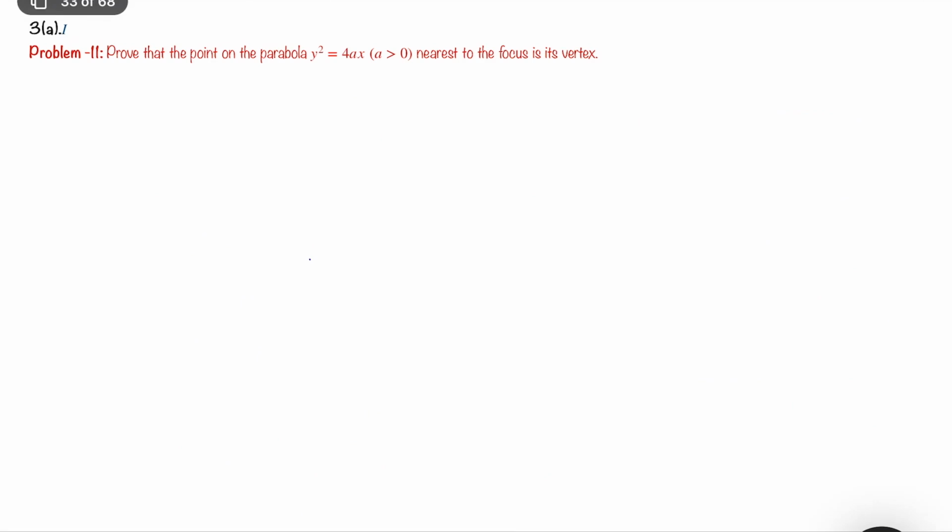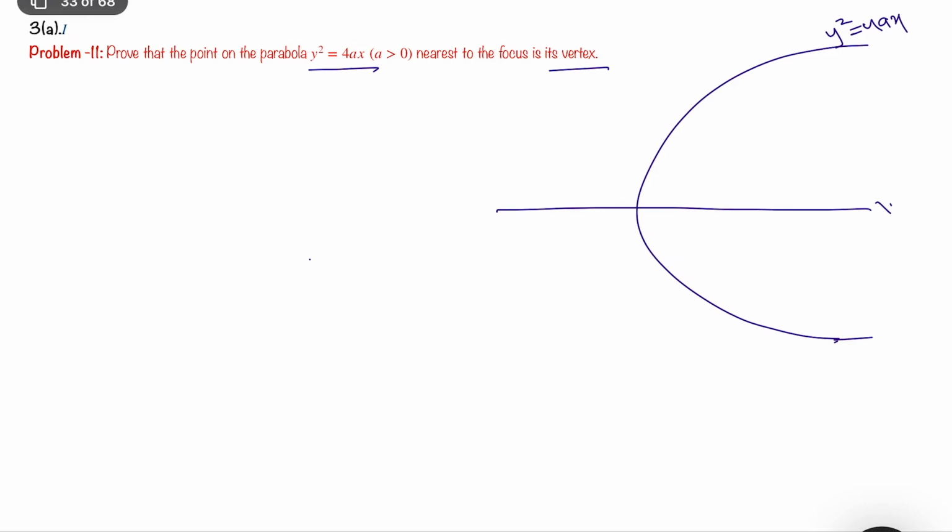Next, problem 11 from section 1 of the exercise 3A. Prove that the point on the parabola y square equal to 4ax that is nearest to the focus is its vertex. Here a is positive. Let me draw a rough graph for the parabola y square equal to 4ax, whose axis is the x-axis, and whose focus is S (a, 0).